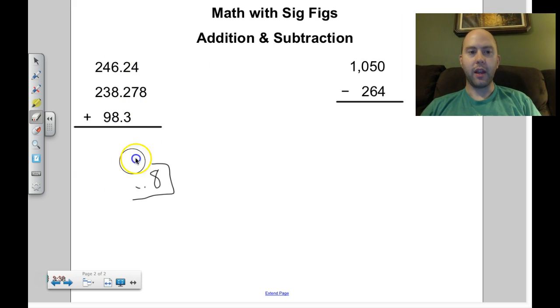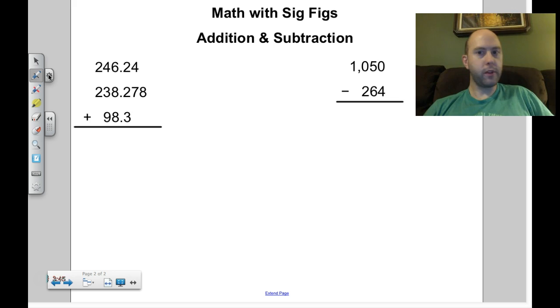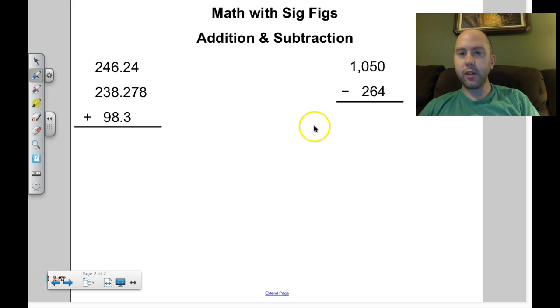For the next one, I have 1050 minus 264. For this one, again, just subtract it like you would any other number. I'm using my calculator here. 1050 minus 264 gives me an answer of 786.